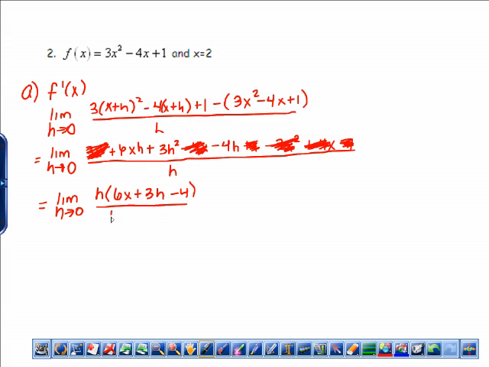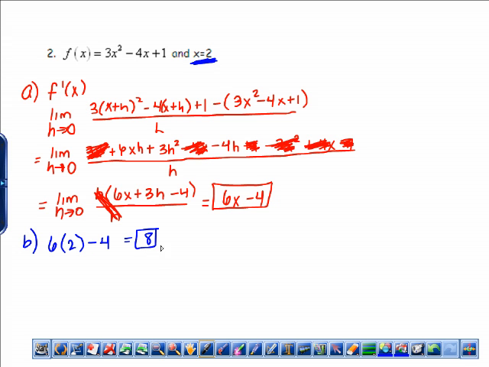Once you cancel out this h over h, you're able to do the direct substitution. And so we get 6x minus 4. This is the derivative. This is f prime of x. It also stands for the slope. So if I want to find the slope of the tangent line at x equals 2, I need to plug in 2 for x into my derivative function. So that gives me 12 minus 4, which is 8. So this is the specific slope at this x value.